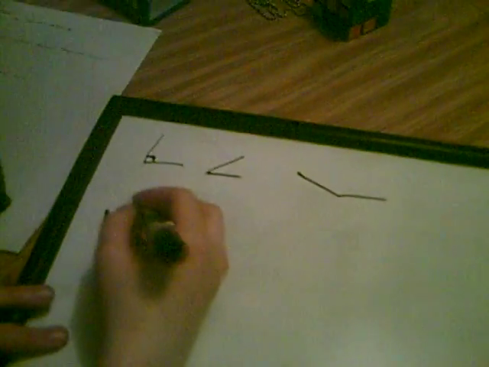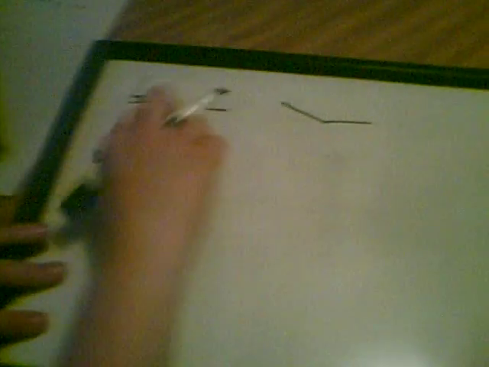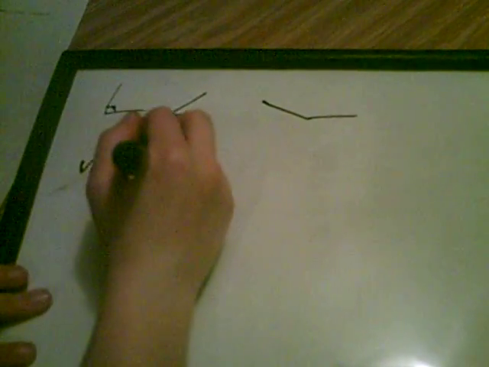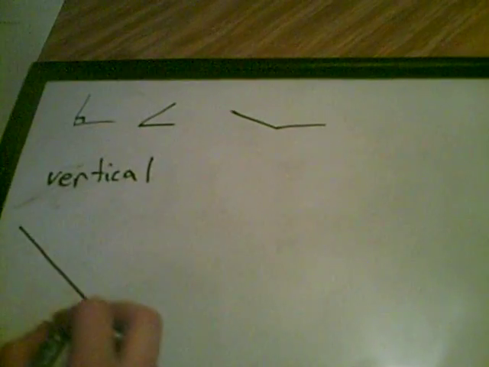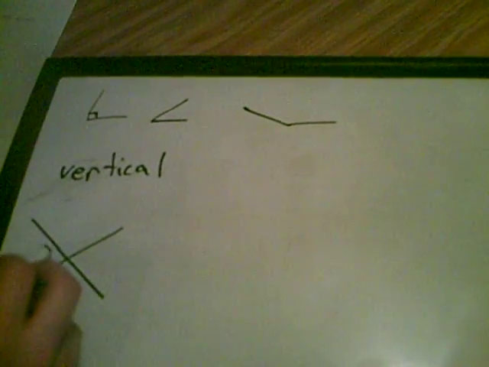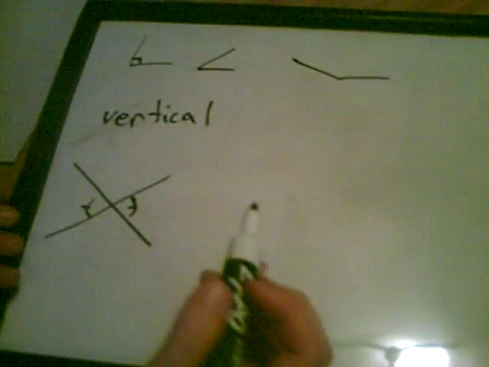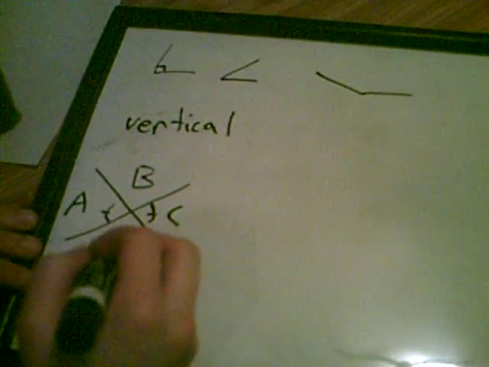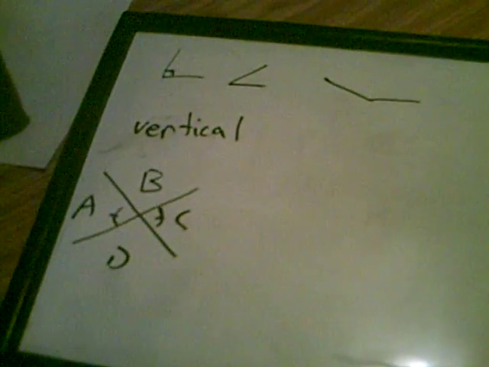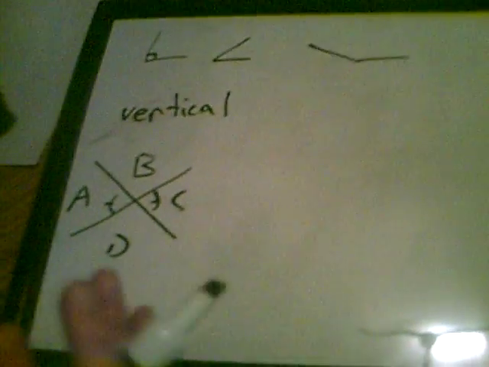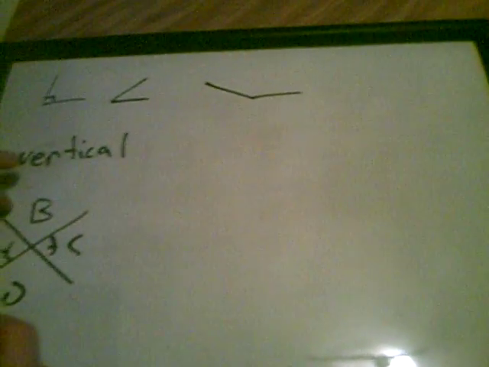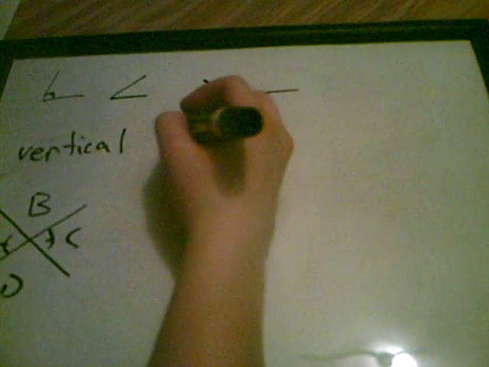Something you're probably a little less familiar with is vertical angles, which is when you have two intersecting lines like this, the two angles opposite each other are always going to be exactly the same. So if I have A, B, C, and D, A and C are opposite, they're always going to be congruent. They're always going to be the same. And B and D will always also be the same because they are opposite each other, vertical angles.